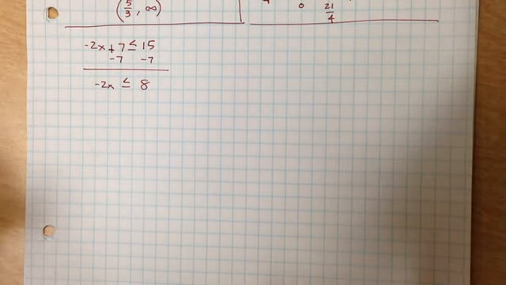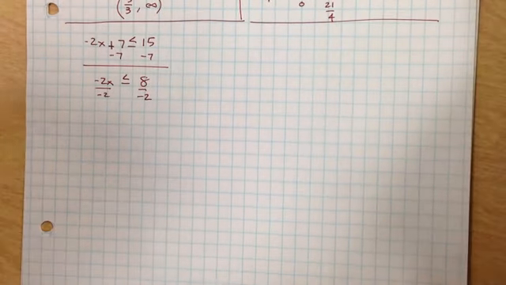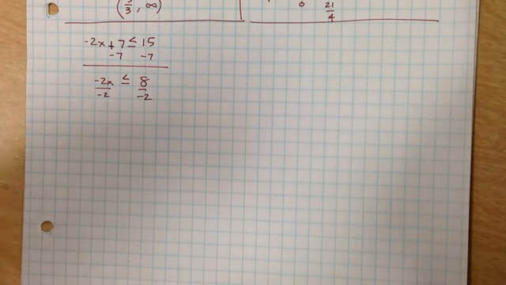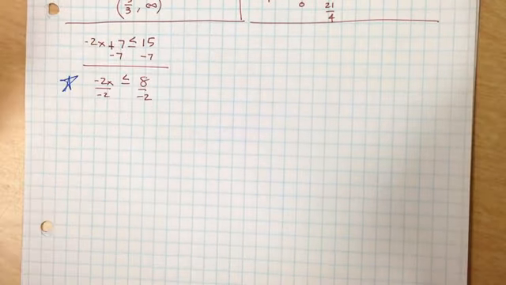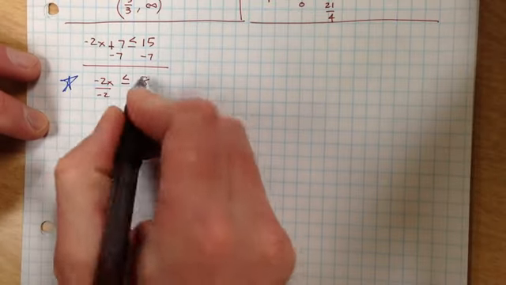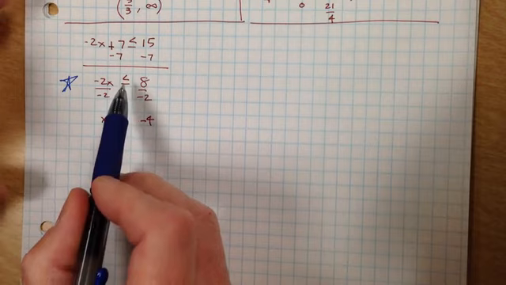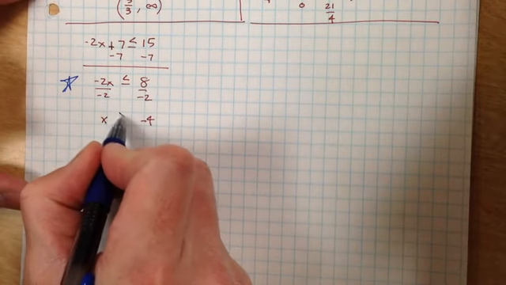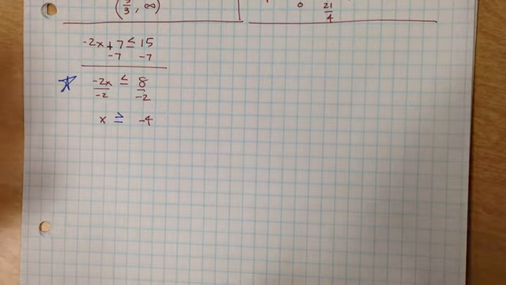Now I'm going to come through and divide by a negative 2, and when I say divide by a negative, multiply by a negative, bells should be going off. That is one of those starred things right there. So this becomes x and this becomes negative 4, but what we're talking about now is we divided by a negative, so this needs to change direction. Now it will be x is greater than or equal to negative 4.